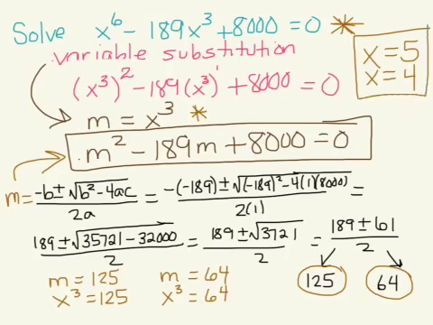Now, I'm assuming the directions just ask you for the real solutions and not all of your solutions, because since our degree is 6, that means we have a maximum of 6 solutions, and you see that we only came up with 2 solutions. So this is assuming that the directions said solve for all real solutions.